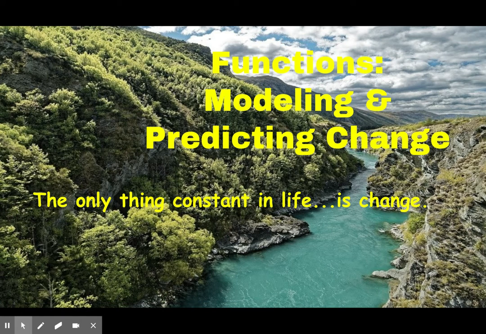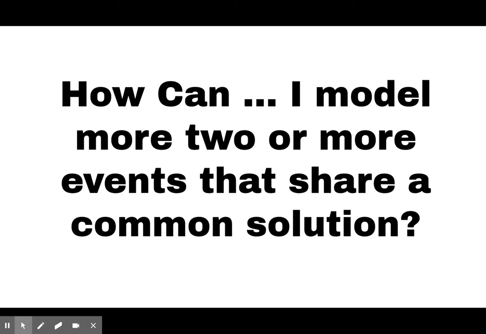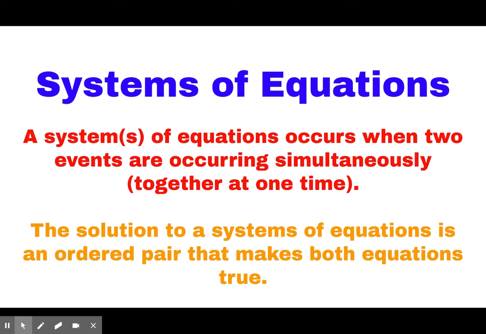We're continuing with functions and modeling and predicting change. What we had begun looking at last week was systems of equations. We use a system of equations to answer the question, how can I model two or more events that share a common solution? The answer is to use a system of equations, which occurs when two events are happening simultaneously or together at one time. The solution to a system of equations is an ordered pair that makes both equations true. So that's what we had learned last week.